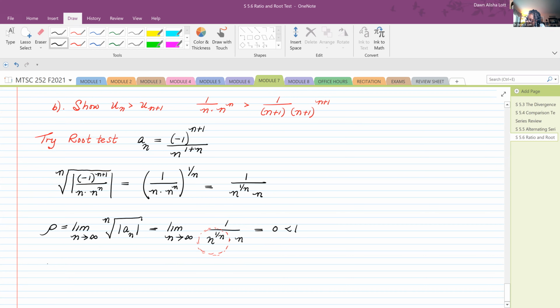So therefore, I can say the series converges absolutely. And when the series converges absolutely, that implies that it converges.